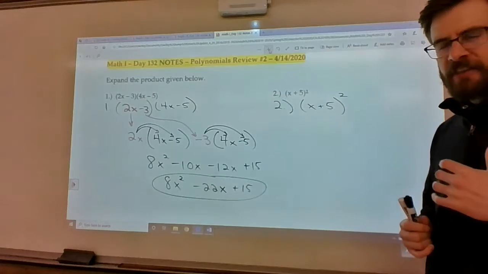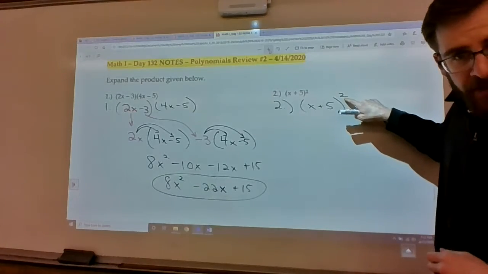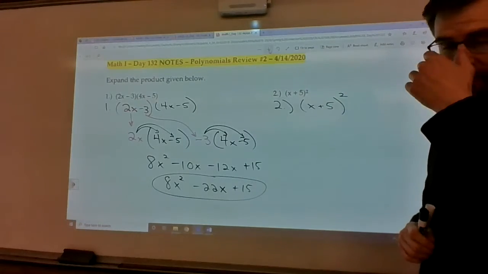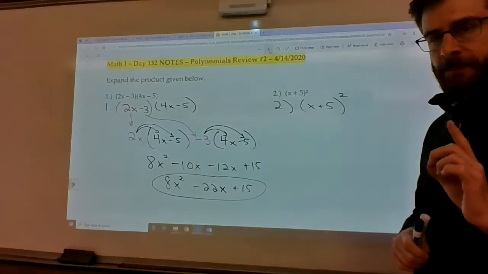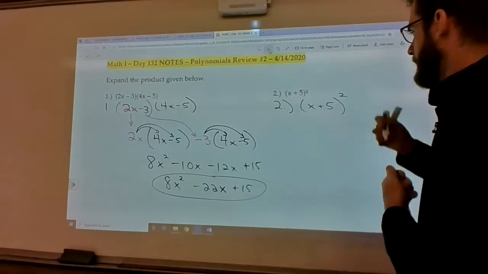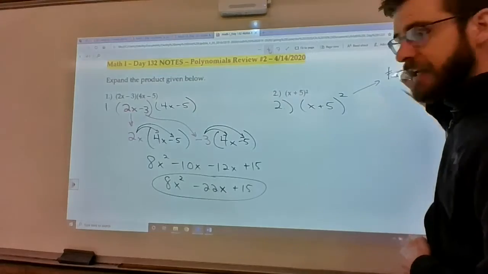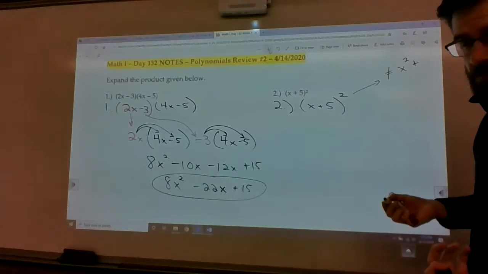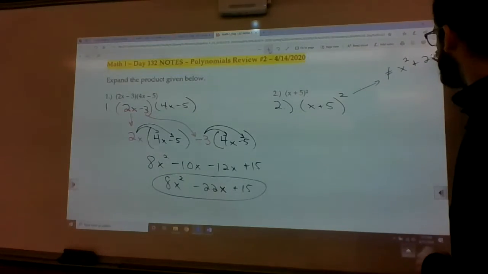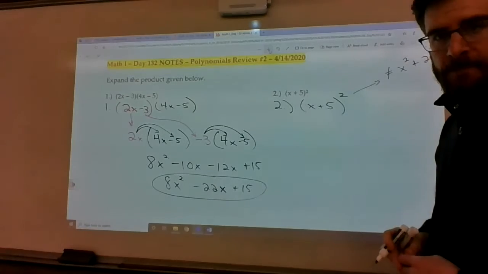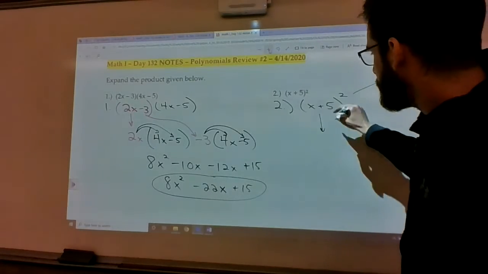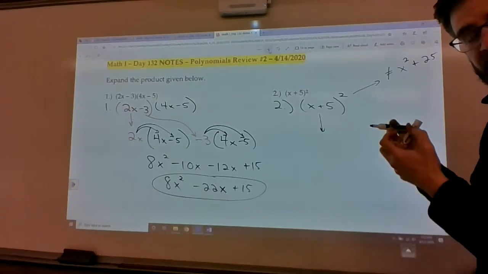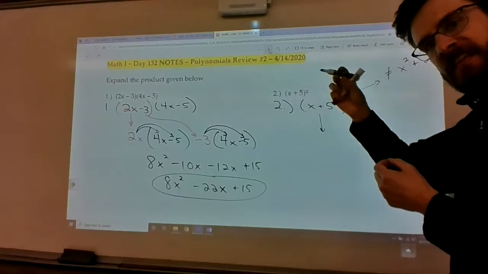Now, you might have the urge to take that little 2 right there, that little square, and distribute it to both the 5 and the x. That would be a bad move, though, because this does not equal x squared plus 5 squared, which is 25. It actually doesn't equal that. Here's why. When you see something taken to the second power, it just means rewrite this twice. It's the thing multiplied by itself that's given the square power.